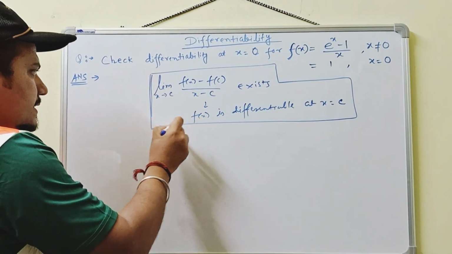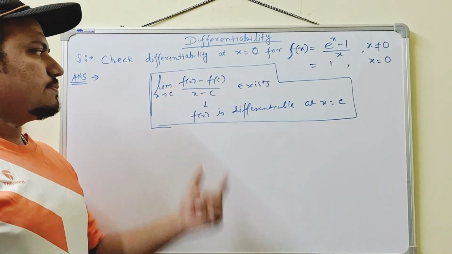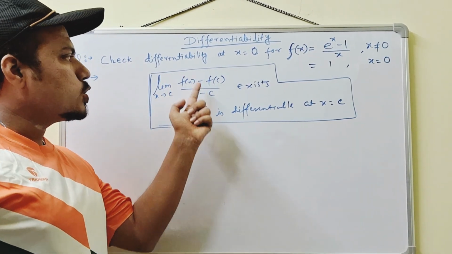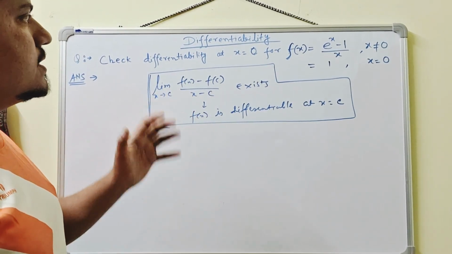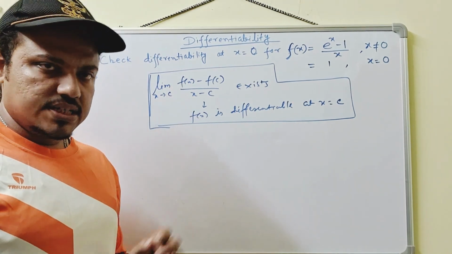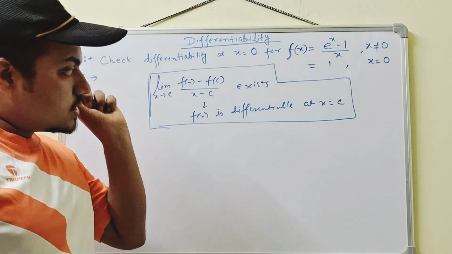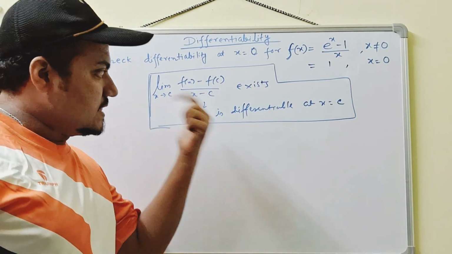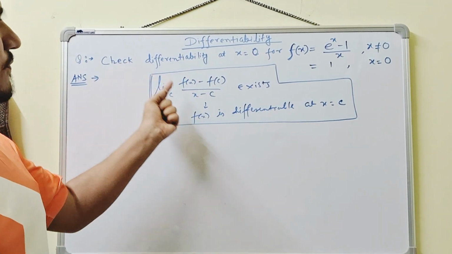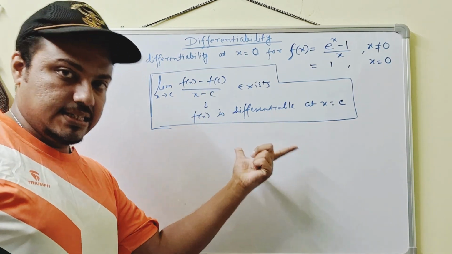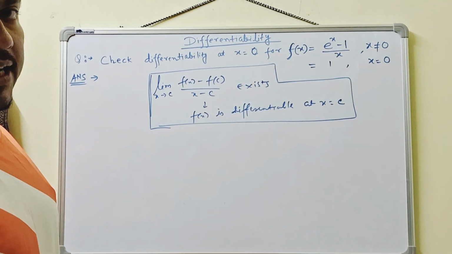And what do you mean by this limit form? Later on I will discuss the basic meaning of (f(x) minus f(c)) by (x minus c). Actually this is the slope of a line, and the whole geometrical concept of differentiability is the slope of a tangent. So later on I will discuss the definition and all these things. Now you just have to remember that when f(x) is differentiable at x equal to c, we have to apply this limit form: limit x tends to c of (f(x) minus f(c)) by (x minus c). If the limit exists, then you can say that the function is differentiable at x equal to c.